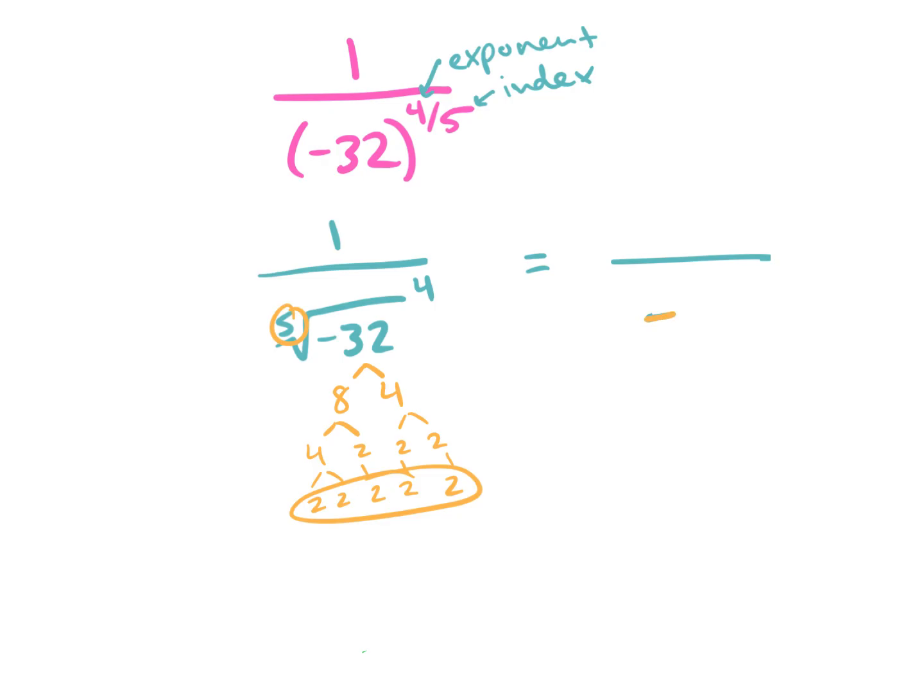Negative 2. Perfect. We said that it was going to be negative since we had that negative on the inside. And 2 comes to the outside. So it'd be negative 2. But we still have that exponent to the 4th power. And it's still in our denominator.